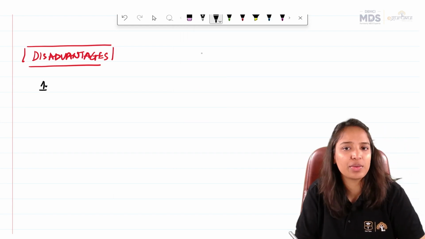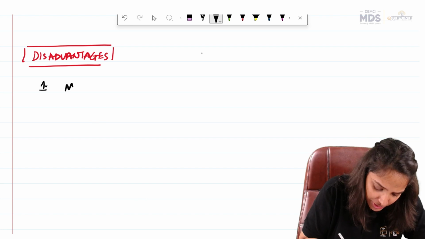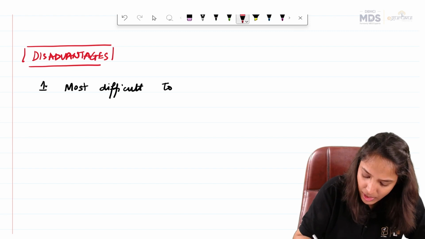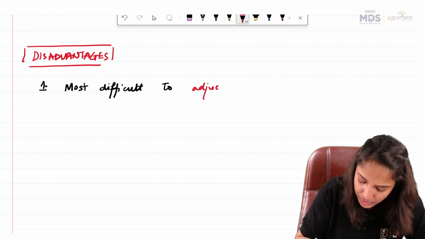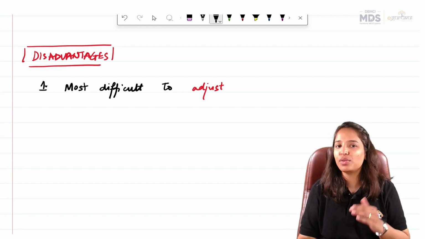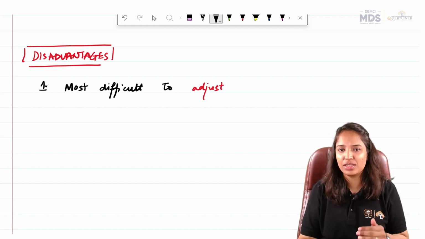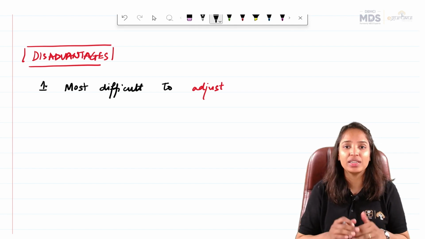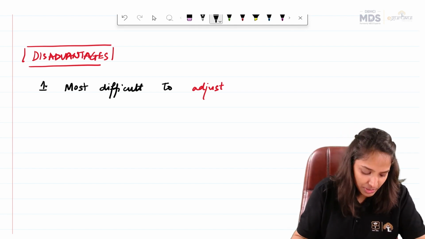The first disadvantage is it is most difficult to adjust for your patient. Because of its thickness and cross section, there will always be a foreign body sensation in the palate of your patient, and it is very difficult for your patient to get accommodated to this prosthesis.